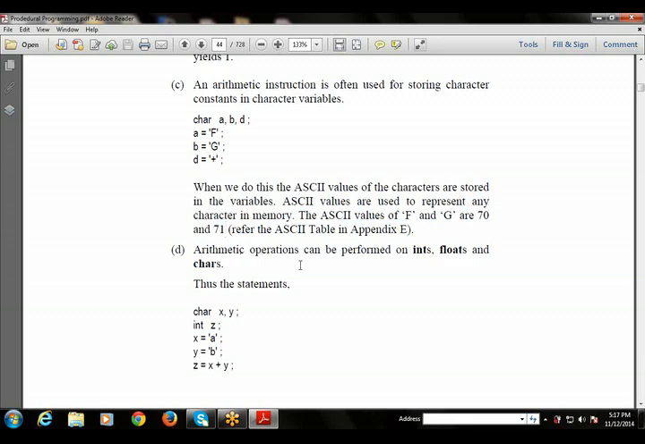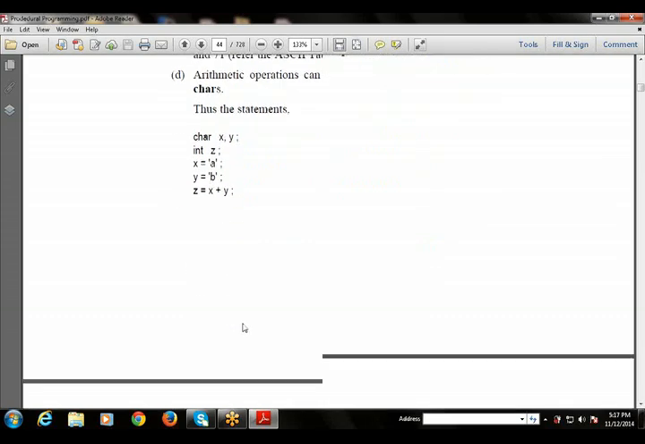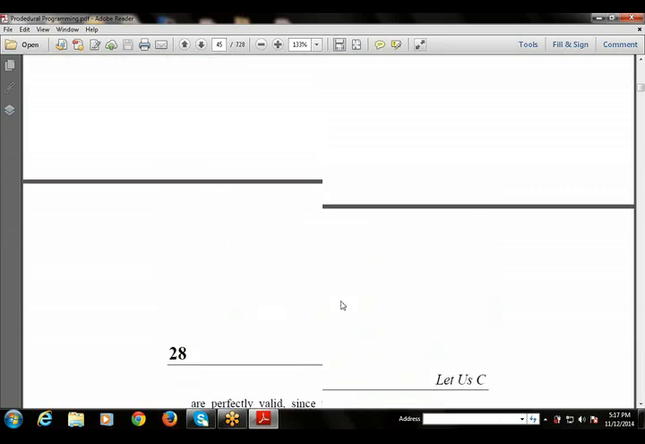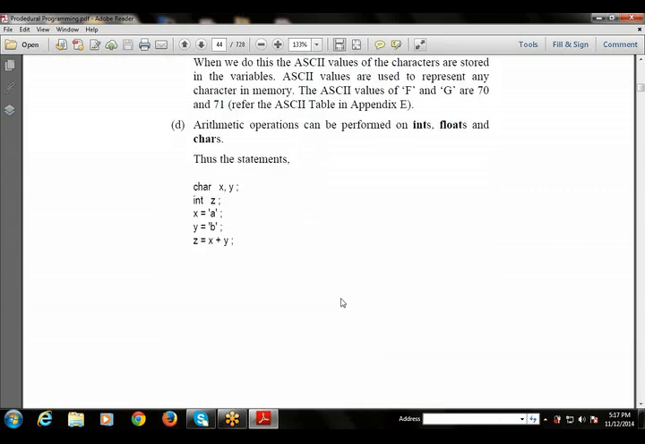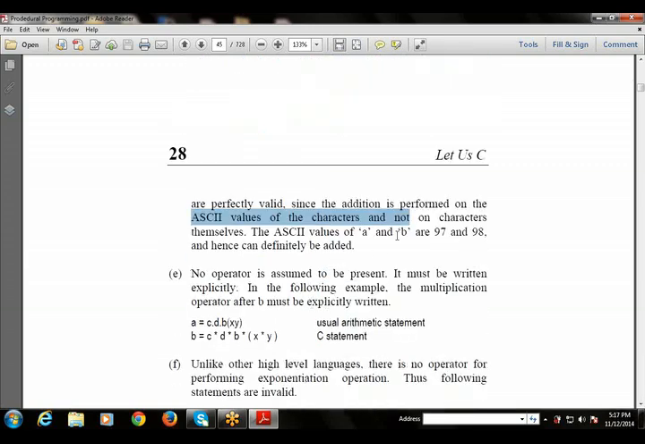Then the next point says, arithmetic operations can be performed on int, float, and char. Therefore, the statements with char and int variables x, y, z are perfectly valid, since the addition is performed on the ASCII values and not on the characters. Why are they correct? Because the operation, or the addition, is performed on the ASCII values, not on the characters. The ASCII values of a and b are 97 and 98.